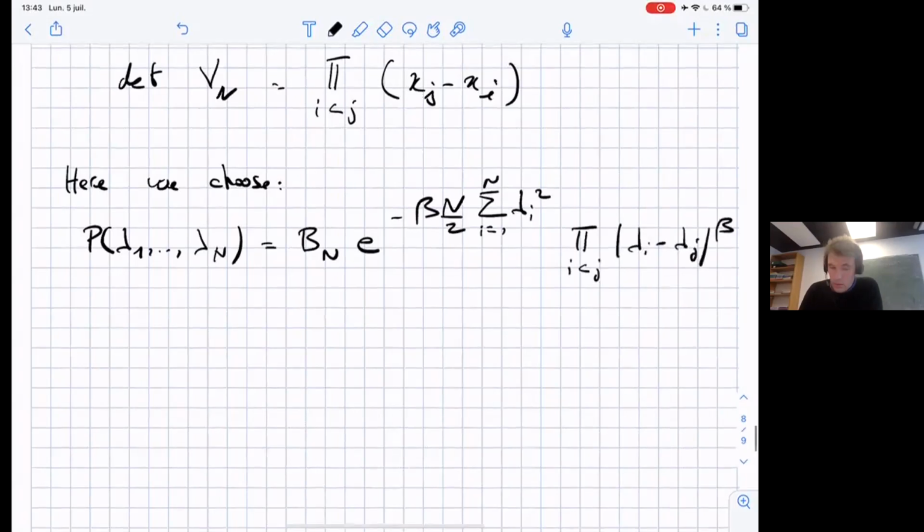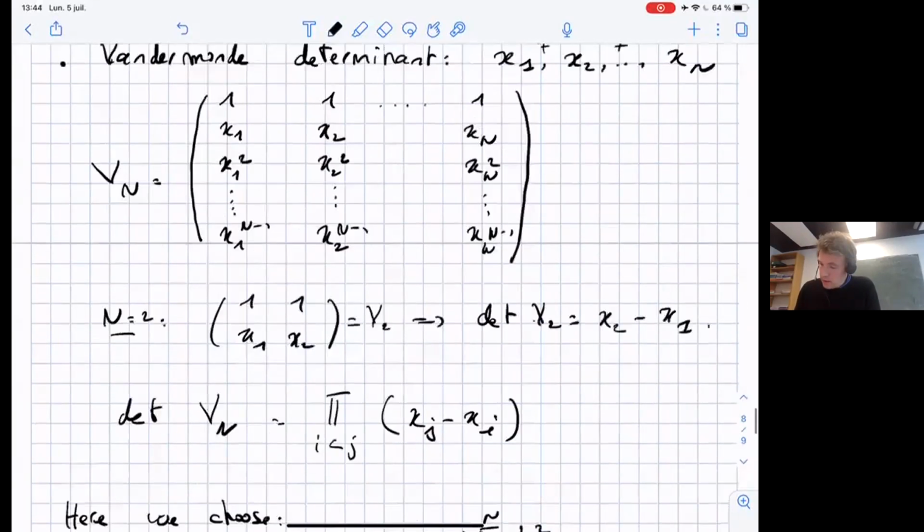lambda j power beta. The important thing to notice here is this factor n. This one is not innocent, and I chose it on purpose. The purpose is that, as you will see, when we take the large n limit, with this scaling the typical values of the lambda i's are of order one. I will be a bit more concrete in a minute, maybe only tomorrow. But at least that's the idea of this choice.